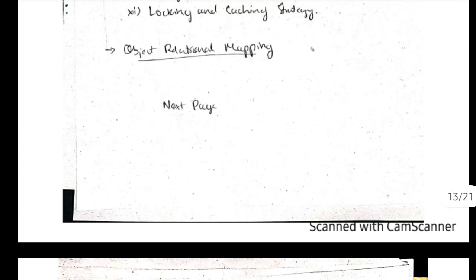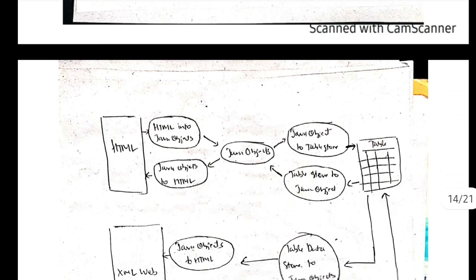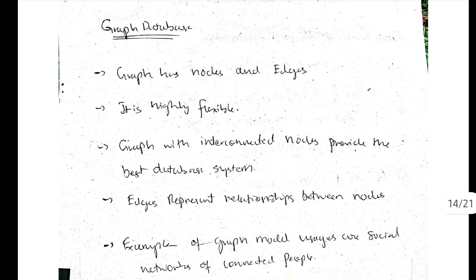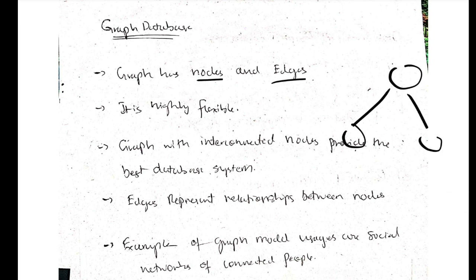Okay, that is known as object relational mapping. Make sure you practice this diagram, very important. Next we have the graph database. In graph, what is the main thing? Nodes and edges. If you don't know what nodes and edges are, this is a node and this is called an edge. It is highly flexible and it is interconnected.